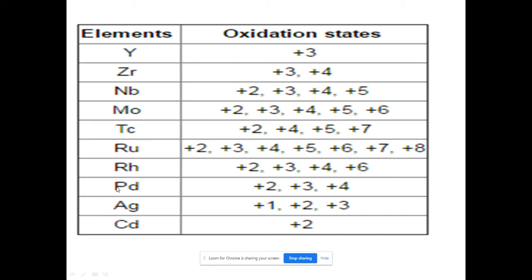And the next element is palladium. +2, +3 and +4 are its oxidation states. And the next element is silver, whose oxidation states are +1, +2 and +3. And the next element is cadmium with oxidation state +2.